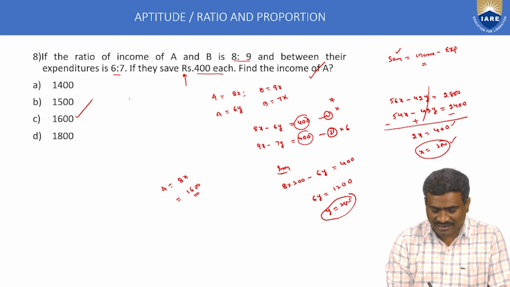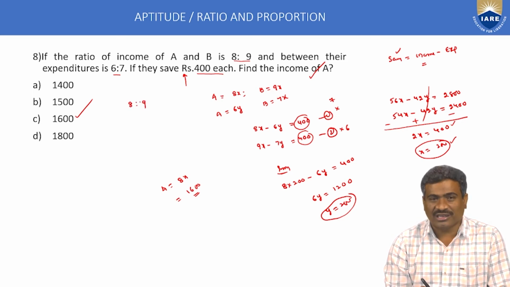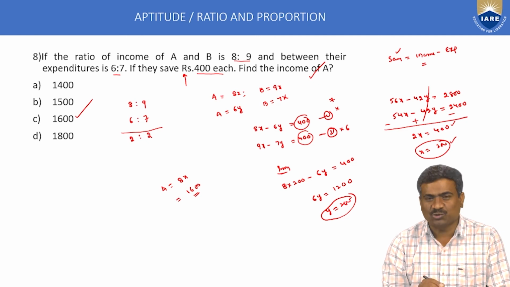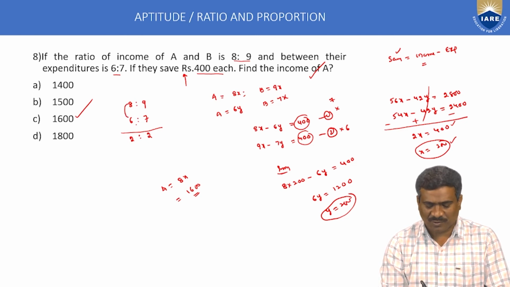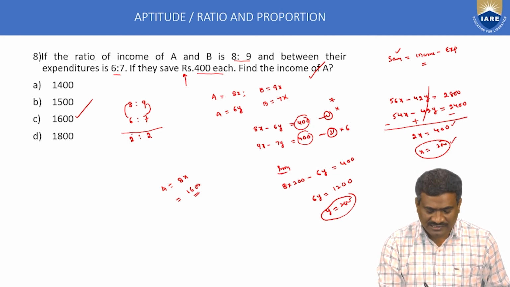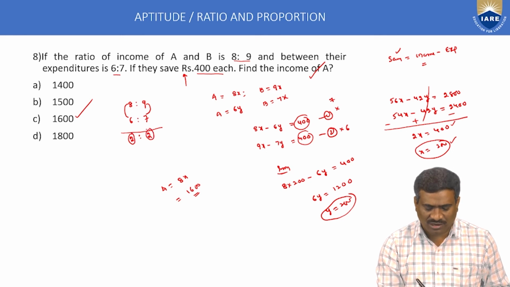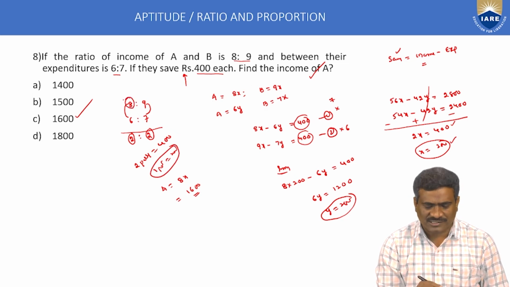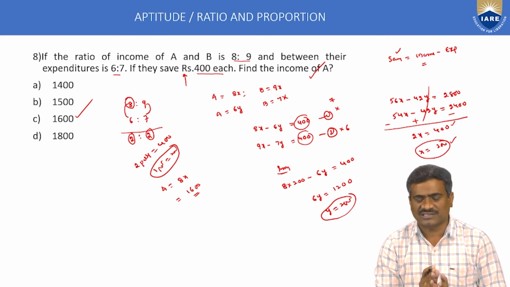Shortcut method. Here consider A is to B is equal to 8 is to 9 and expenditure 6 is to 7. Saving is income minus expenditure. A saving 2 parts and B saving 2 parts. Here 8 minus 6 is 2 parts, 9 minus 7 is 2 parts. But A saving 400, B saving 400, each saves 400. That is 2 parts is equal to 400, so 1 part is equal to 200. A income is only 8 parts. 8 into 200 is equal to 1600.